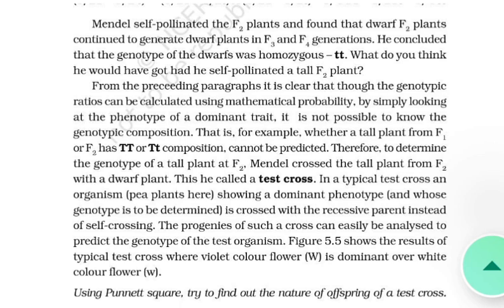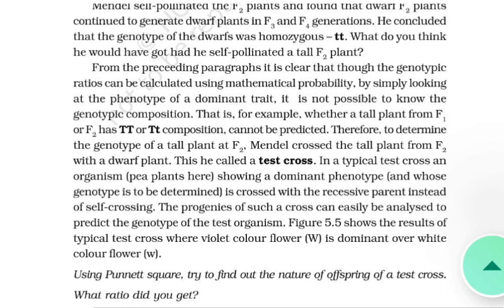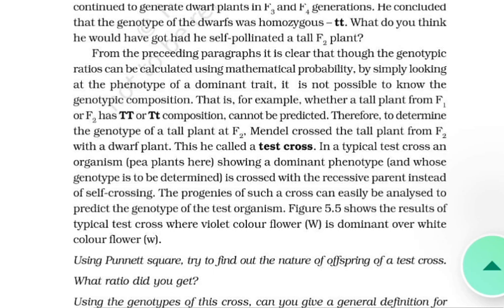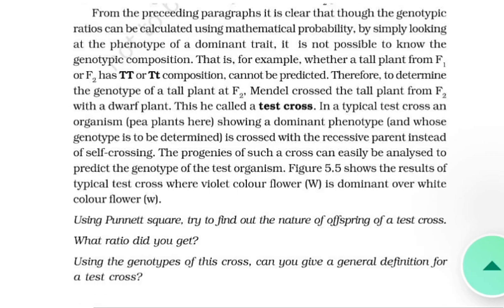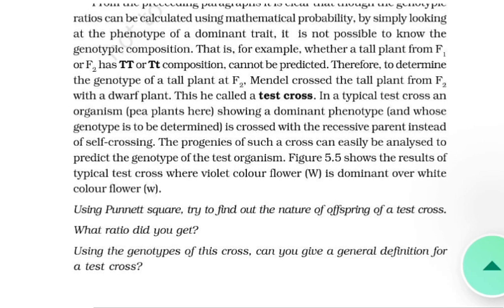He tested it, okay. In a typical test cross, an organism, a plant here, showing a dominant phenotype and whose genotype is to be determined, is crossed with the recessive parent instead of self crossing. The progenies of such a cross can easily be analyzed to predict the genotype of the test organism.